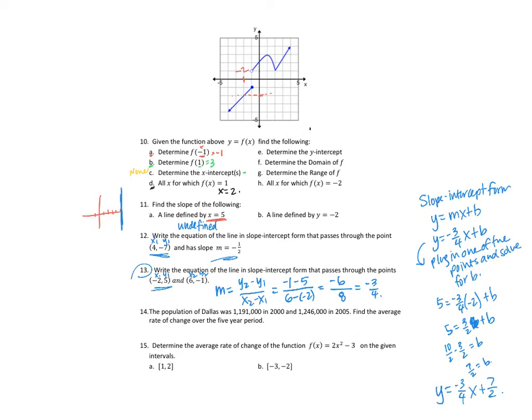Okay, and on number 14, it says the population of Dallas went from that in 2000 to that in 2005. I want to find the average rate of change over a 5-year period. So when I want to find the average rate of change here, I'm going to do change in population over change in years.